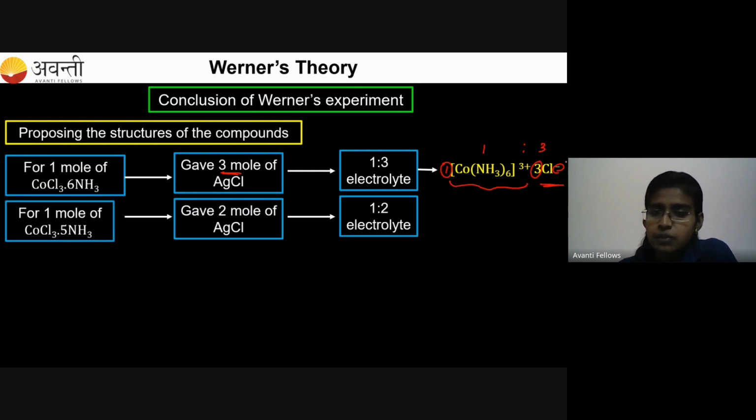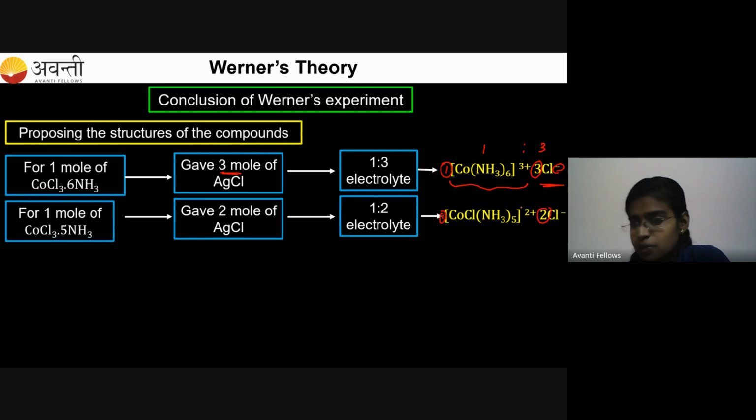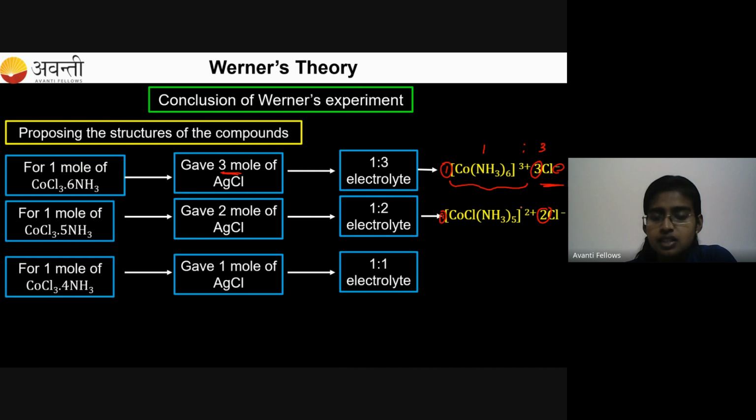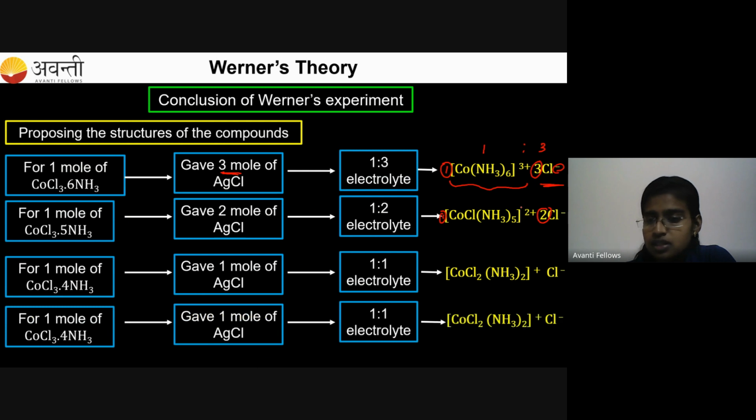And from the second experiment, he got these results. For the second compound, he is concluding that the formation of the compound would be of this type: there is 1 cation and 2 anions, since 2 AgCl are precipitating out. For the third observation, this is your complex, which consists of 1 cation and only 1 anion, which is Cl minus. And for the fourth compound also, the same thing. The formula is the same, but the structures are different. I'll let you know that. So these are the conclusions he made from the experiments he did in his lab.